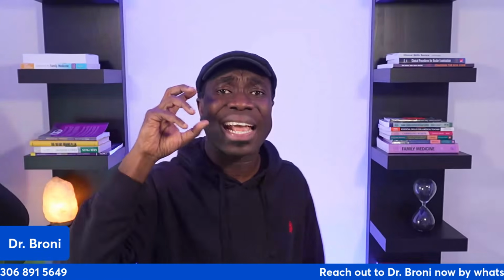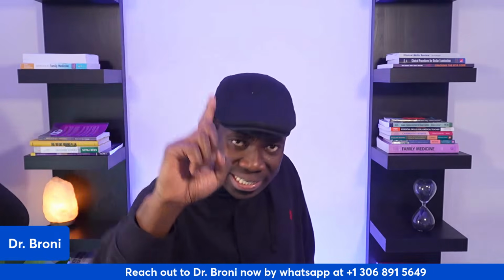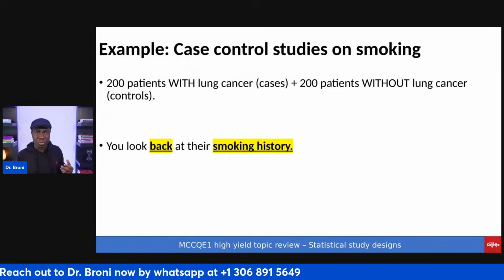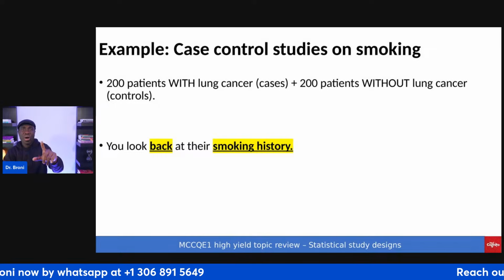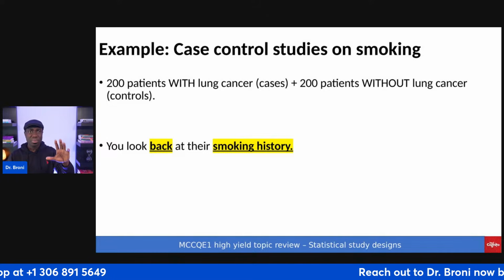Case control study, two groups. There are the cases, that is those who have the disease, and the controls, that is those who don't have the disease. In a case control study, you are a detective. I'm asking those who have the disease, what happened in the past? And what can I generate from a case control study? Odds ratio.